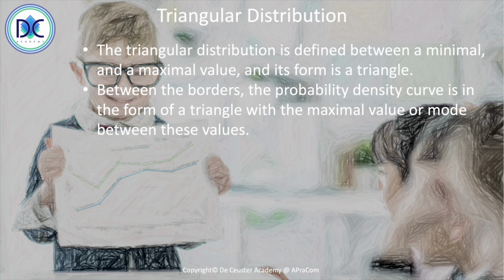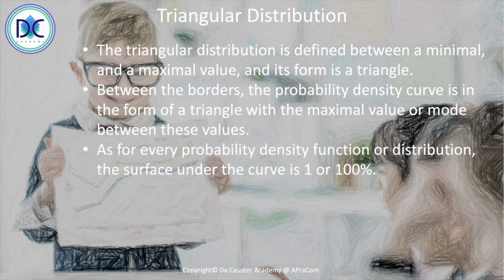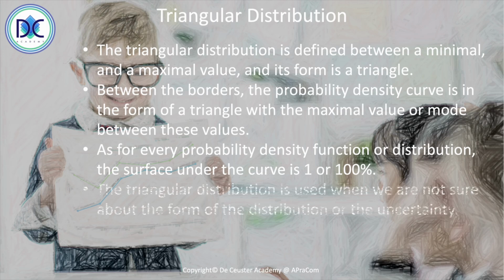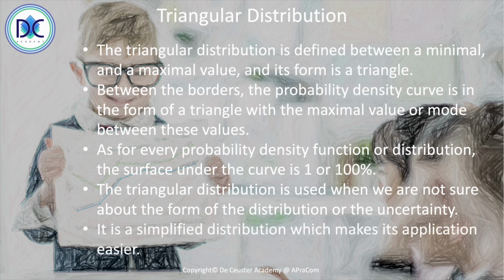Here we're looking at the minimum value, the maximum value, and the probable value. The probable value will be the top of the triangle. As for every probability density function or distribution, the surface under the curve is 1 or 100%. Like I said, we will use the triangular distribution when we are not sure about the form of the distribution of the activity or the project. It's a simplified distribution and it makes its application easier.